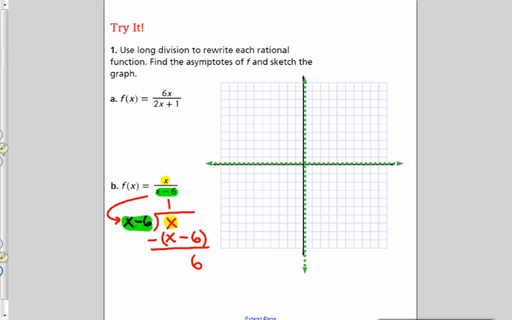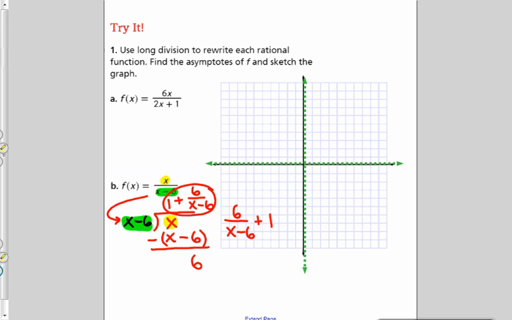So what we do is we add that remainder over that divisor, x minus 6, and this is the reformed or redrawn, rewritten function that we're going to graph: 6 over x minus 6 plus 1.